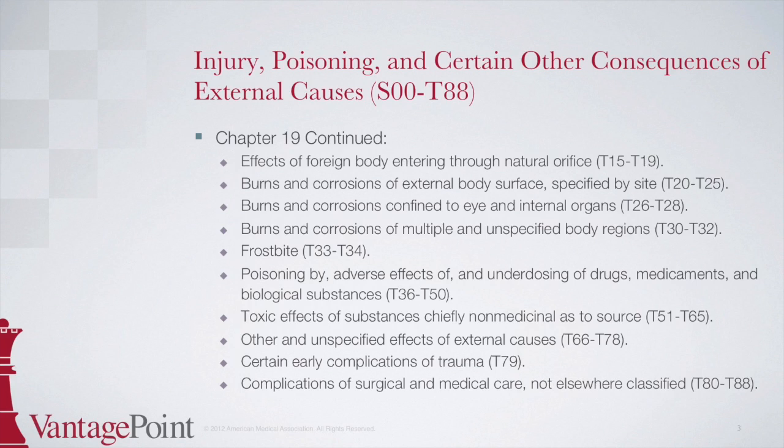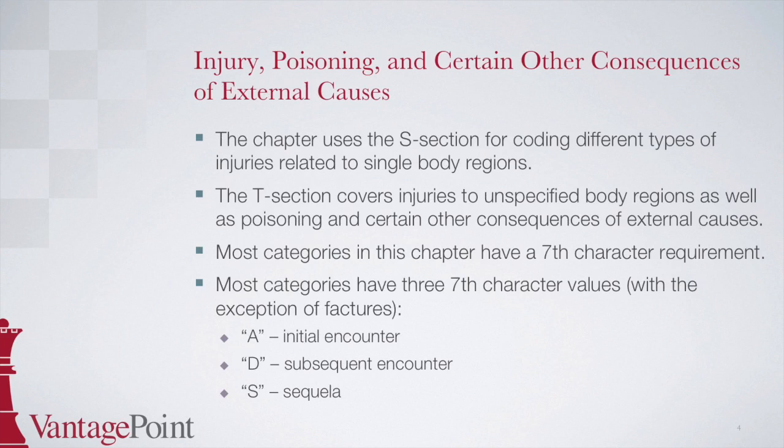This slide contains the rest of the sections of Chapter 19. These are all T codes focusing on burns and corrosions, and then poisonings and adverse effects. As you saw in the two previous slides, the S codes are for injuries related to specific body regions, such as head wounds, hip injuries, etc. The T codes are for injuries to unspecified body regions, and then poisonings and adverse effects of drugs and adverse effects of things like breakdown of catheters or insulin pump leakage.